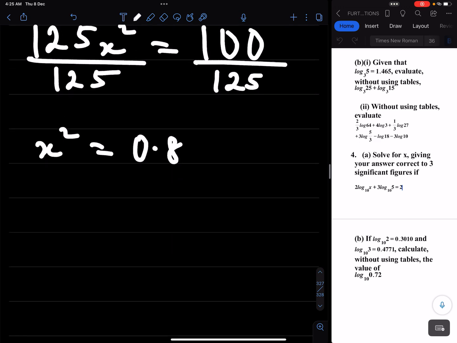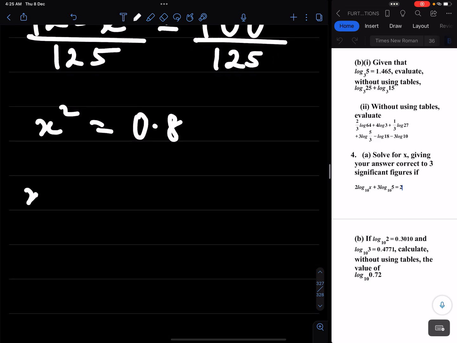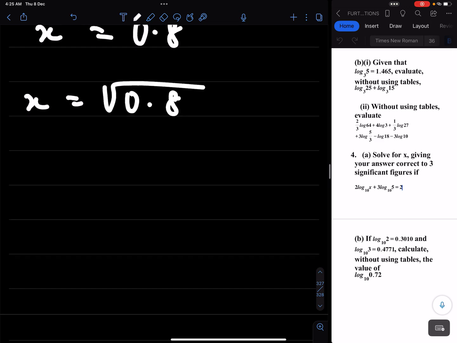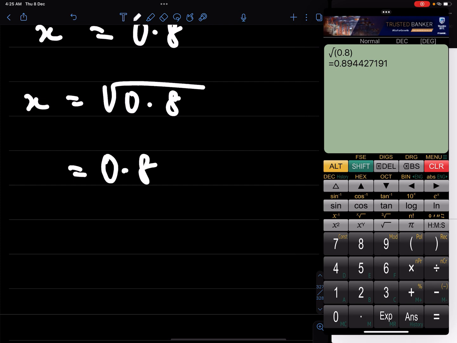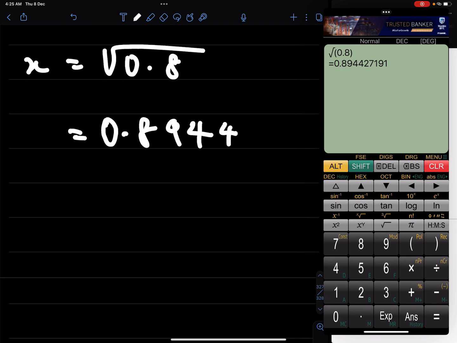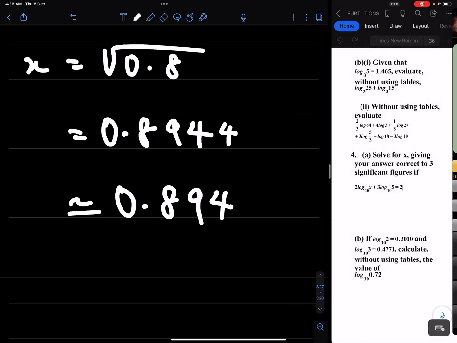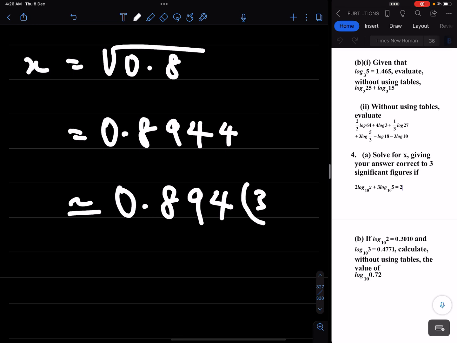Is that correct? Yes. So x is therefore the square root of 0.8, which is equal to, let's see, square root of 0.8. That's 0.8944. But they said we should give our answer correct to 3 significant figures, and that's going to be 0.894 to 3 SF. And that's it. Very simply.